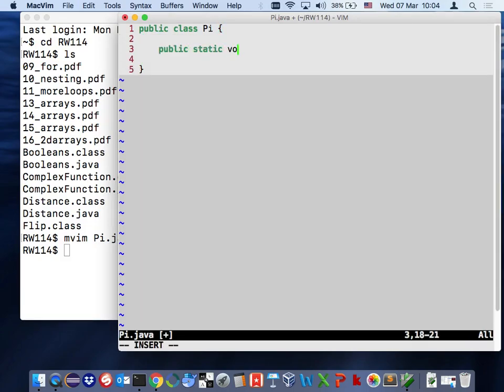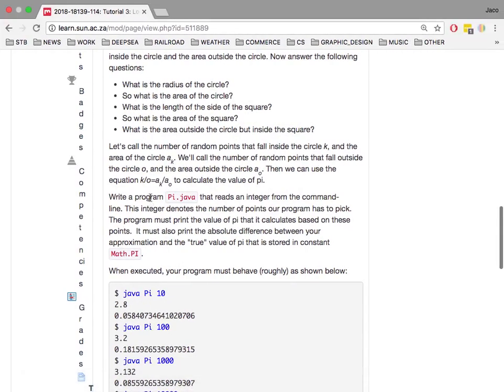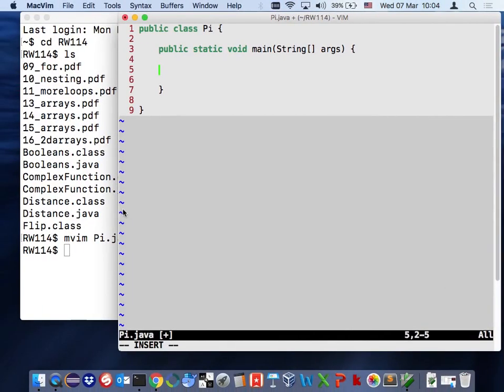Public static void main string args. And please watch that I'm not making horrible mistakes. Okay, fine. Write a program pi.java that reads an integer from the command line. Now, you must all have been able to do that. I was horrified that people stopped and said, I don't know how to do this. Because at the very least, you could have written just what we always write. I have some integer n, which I get from the command line.